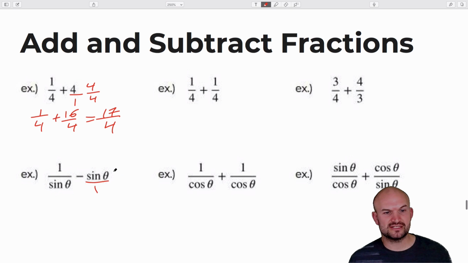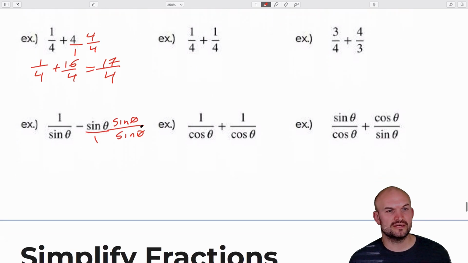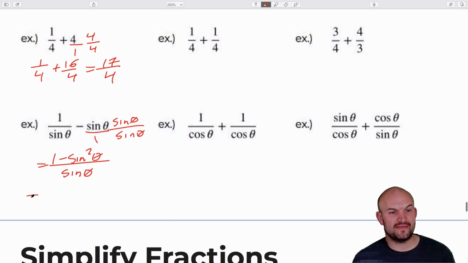So again, here's the same case. I'm going to multiply by sine of theta over sine of theta. Well, sine of theta times negative sine of theta is going to give 1 minus sine squared of theta, all over sine of theta. And that can be simplified again to cosine squared of theta all over sine of theta.